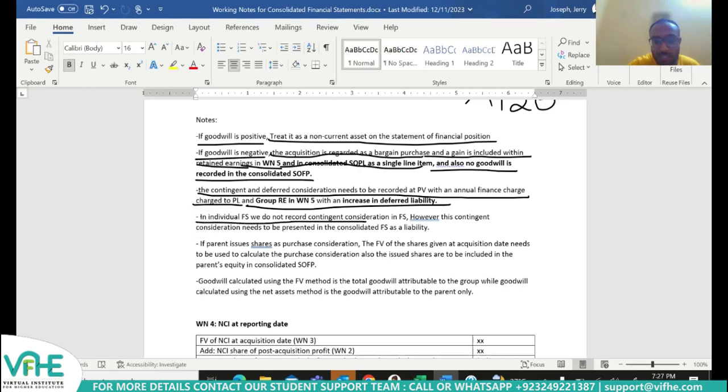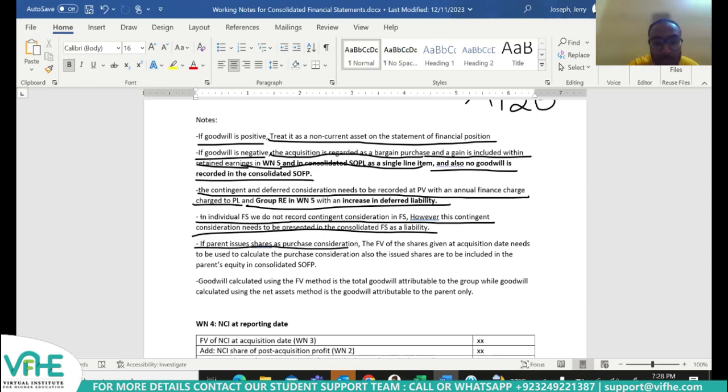In individual financial statements, do not record contingent consideration. However, the contingent consideration needs to be presented in the consolidated FS as a liability. Yes, in individual financial statements, we do not recognize contingent consideration. Contingent liabilities and contingent assets will only be disclosed in the notes to the financial statements. However, they will not be recognized in the individual financial statements. However, contingent consideration needs to be presented in the consolidated FS as a liability.